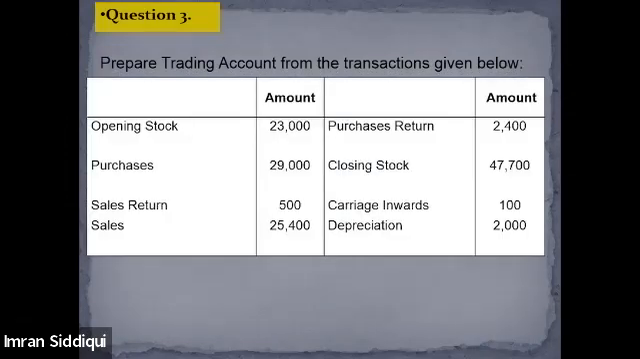Okay, so we'll start with question number 3, one of the easiest questions of the chapter, which is based on the trading account. This question is asking us to prepare the trading account from the information given below. We have been provided with items like the opening stock, purchase return, purchases, sales and sales return, closing stock, carriage inward, and depreciation.